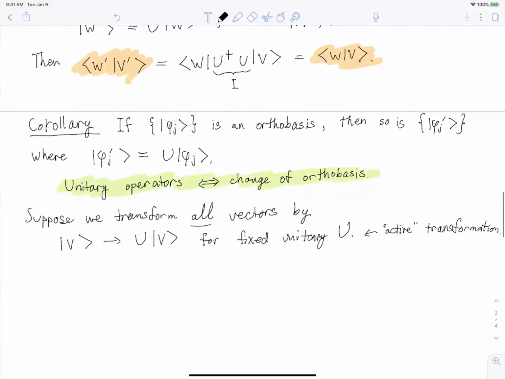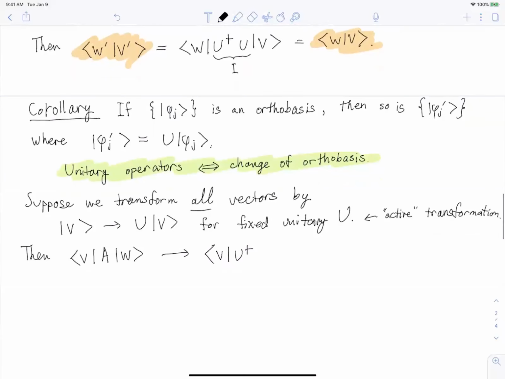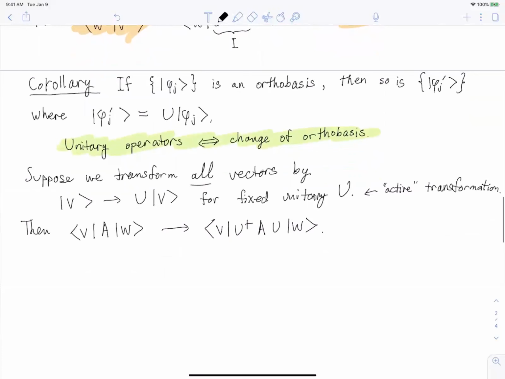Okay, now let's look at what happens to matrix elements when we do that. So suppose I had a matrix element that was V bra, A operator, W ket. How will it transform? V, the bra, is going to transform into V U dagger, remembering that I have to dagger things when I take the adjoint, times A, I'm not changing the operator A, and W is going to change into U times W. That's what happens under this transformation.